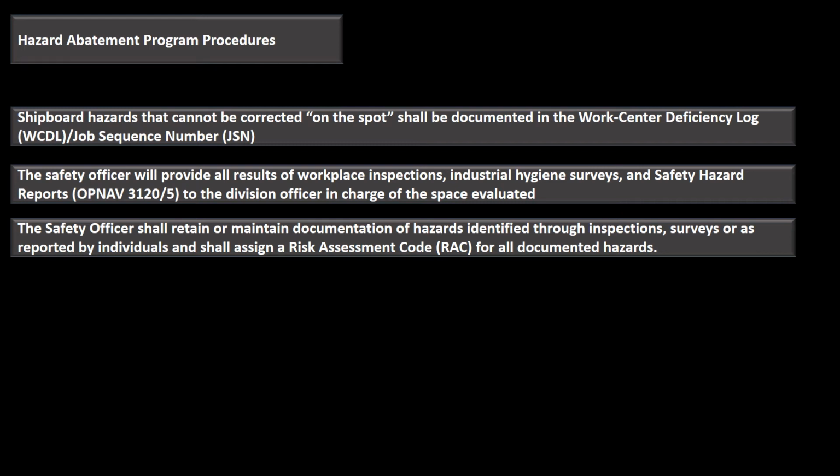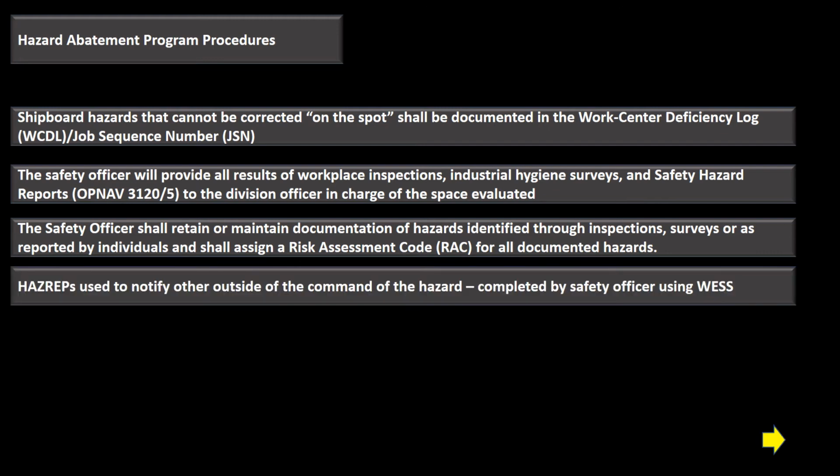And they have to assign a risk assessment code, or a RAC, to all documented hazards. We're going to talk about risk assessment codes in just a little bit and get a bit more detail on those. All right, and then a HazRep is used to notify others outside the command of any kind of hazard, and that's going to be completed by the safety officer using what's called the web-enabled safety system. That web-enabled safety system comes up a couple more times throughout your advancement training. Like it comes up in hearing conservation, and it comes up a few times throughout the 5119.